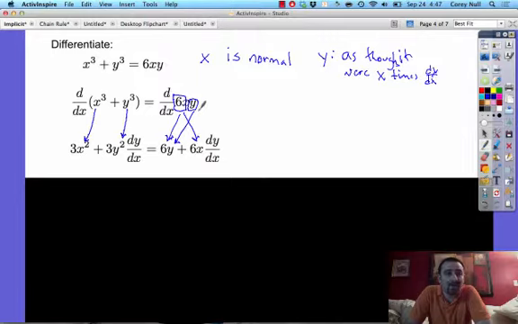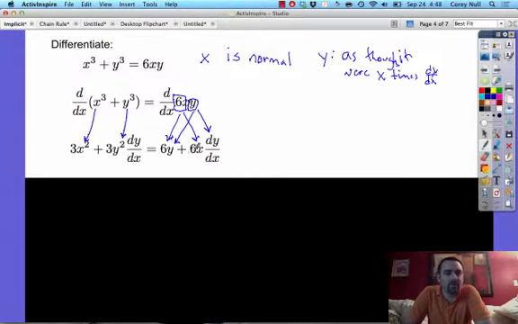Well, the derivative of y is simply 1 times dy/dx, because we take the derivative of things with y's basically the same way we do x's, except that once I'm done taking that derivative, I multiply by dy/dx. So the derivative of y is 1 times dy/dx. Okay?